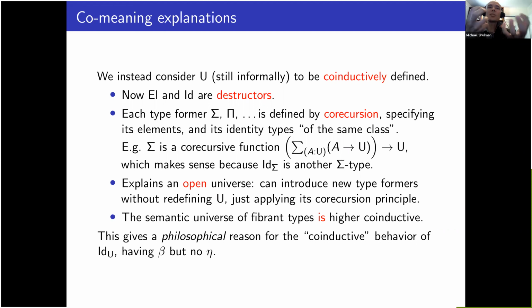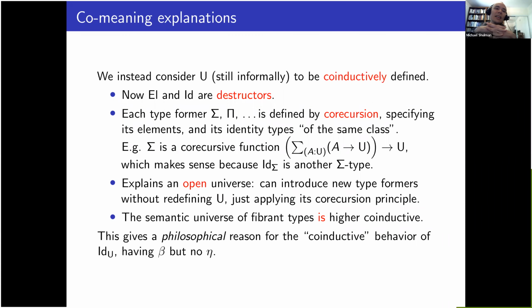So this observation that the identity types of some type sort of lie in the same class of types allows us to regard each of them as defined by co-recursion. That explains an open universe, because if I want to define a new type former, then I just apply another co-recursion principle without having to redefine the universe.